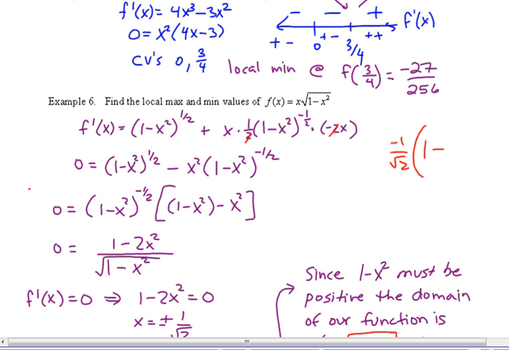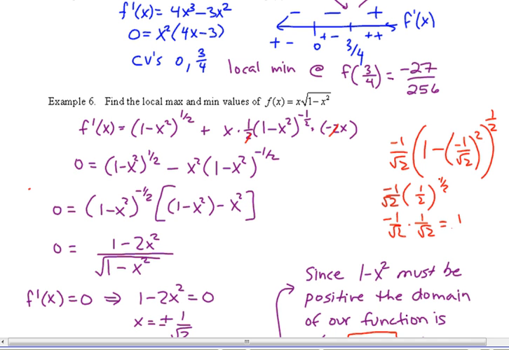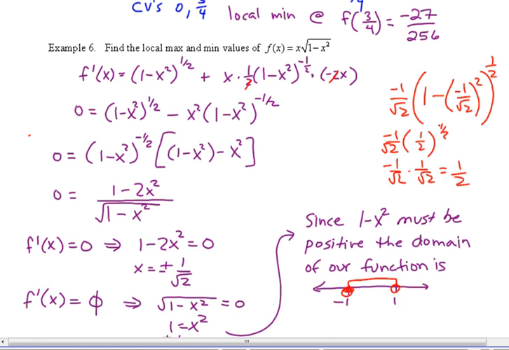times 1 minus negative 1 over root 2 squared. This is to the half. So that gives you, no it does, because this is a half, right? 1 minus a half is a half. This is root 2. And this is to 1/2 or a square root. So you get negative 1 over root 2 times 1 over root 2, which is a half. Negative a half, sorry. See?